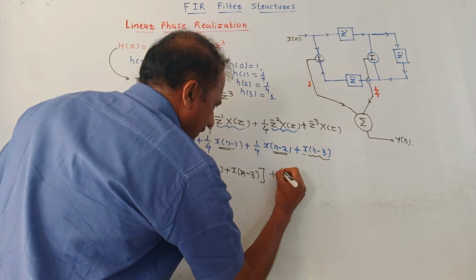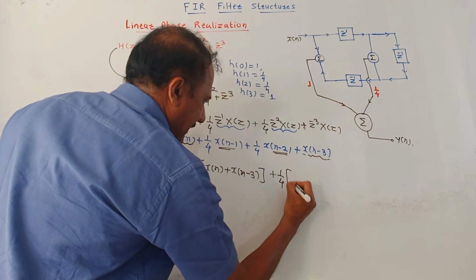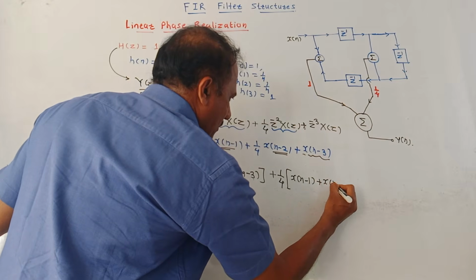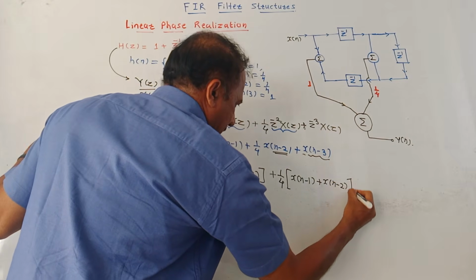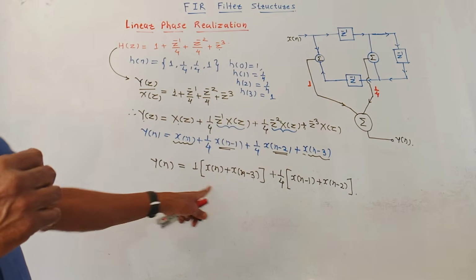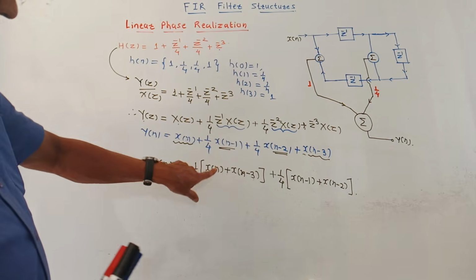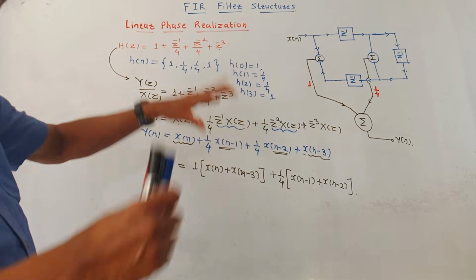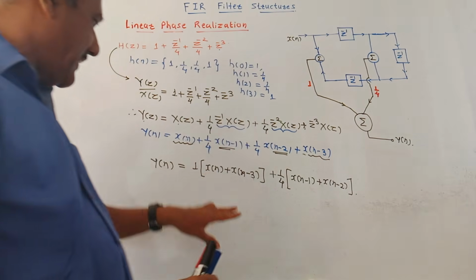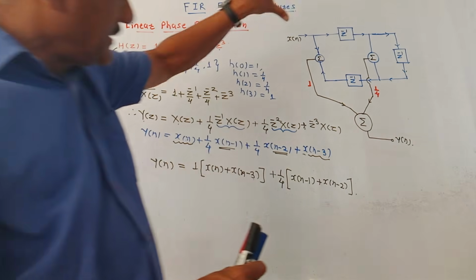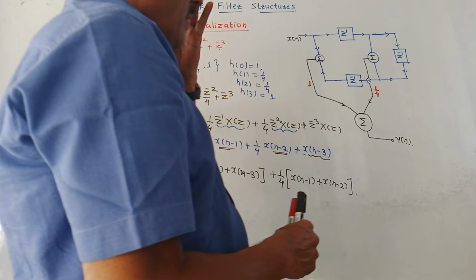So I will take 1 by 4 common and I can write it as x of n minus 1 plus x of n minus 2. So this is now the final equation. How to draw the diagram? See, I have combined the terms, so I have minimized the number of multipliers. So first term is x of n plus x of n minus 3. This is the generalized structure.